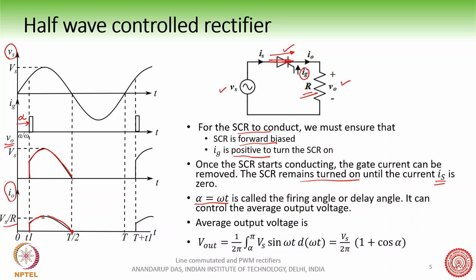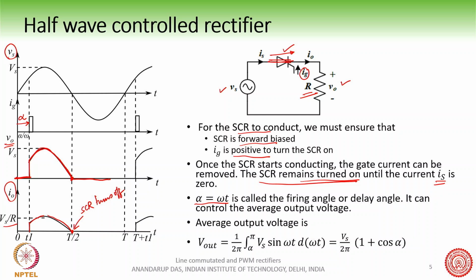As we have said, the SCR remains turned on until the current IS is 0. So at this point here the SCR turns off. The current has become 0 and there is no more gate pulse, and so the SCR has turned off, right? And so the output voltage, if we see here, looks something like this. This goes like this and the SCR is not turned on.